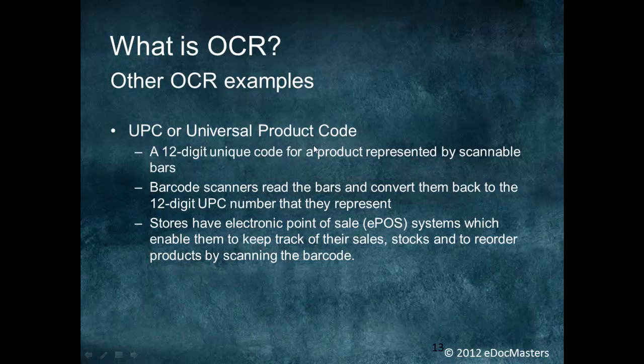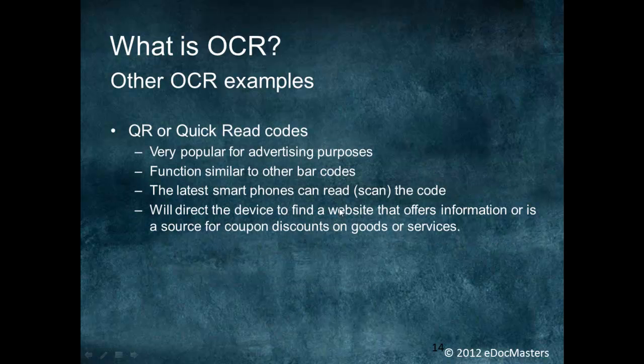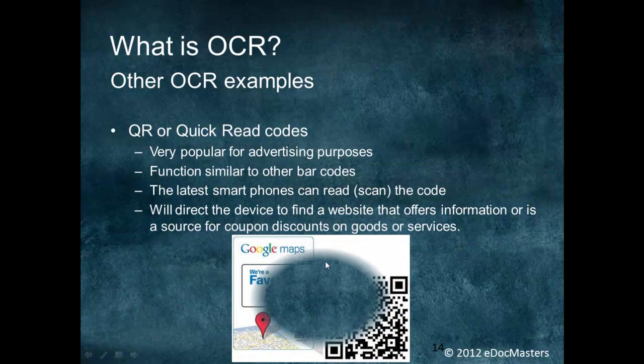Next is the UPC, or Universal Product Code. You see them on just about everything you buy. It's a 12-digit unique code for a product represented by scannable bars. Barcode scanners read the bars and convert them back to the 12-digit UPC number that they represent. Stores have electronic point-of-sale systems which enable them to keep track of their sales, stocks, and reorder products by scanning the barcode. The last example is the QR, or quick read codes.